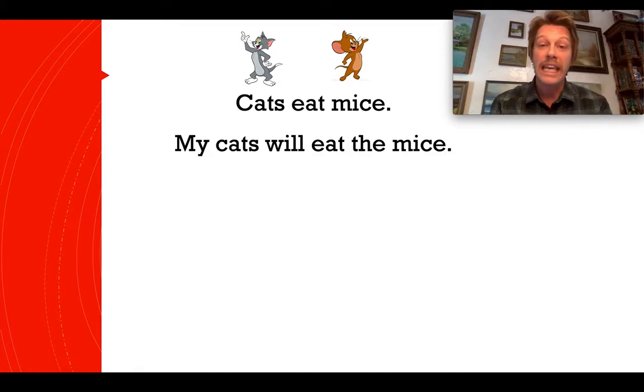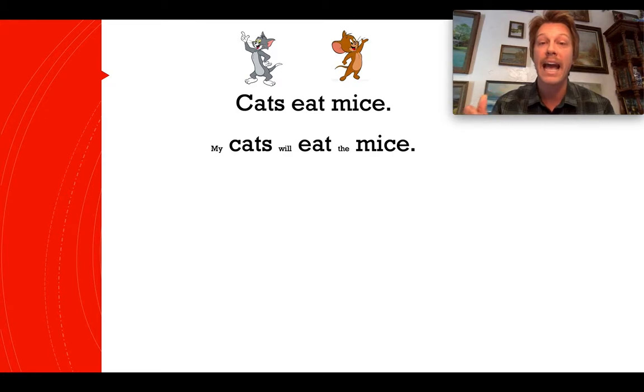Let's add another sentence. My cats will eat the mice. This sentence still has the same important words. Cats, eat, and mice. And those three words still get the rhythm of the sentence. So this sounds something like, my cats will eat the mice.